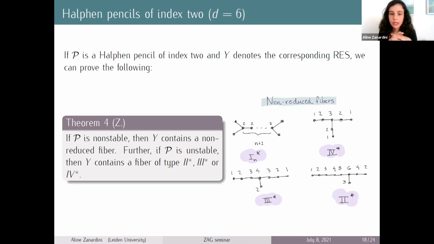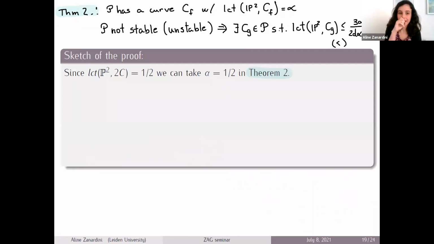Let me point out that if you're familiar with Miranda's paper on the stability of pencils of cubics, then this statement is also true for pencils of cubics. Okay. So how would one prove such a result? Let me try to sketch a proof very quickly.